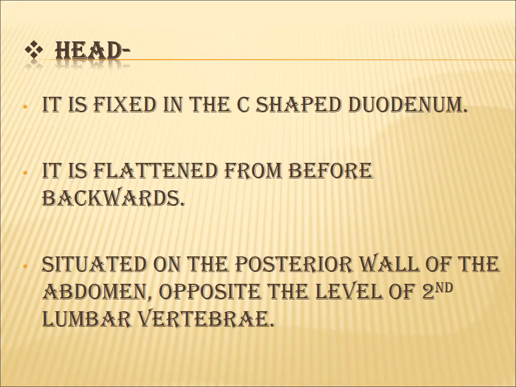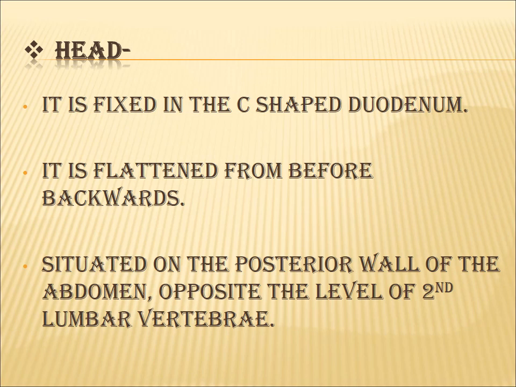Okay, first we'll see the head of the pancreas. The pancreas is retort shaped and the bowl of the retort constitutes the head of the pancreas. The head is flattened from before backwards, that means it is flattened anteroposteriorly, and its vertical diameter is larger than its transverse diameter.